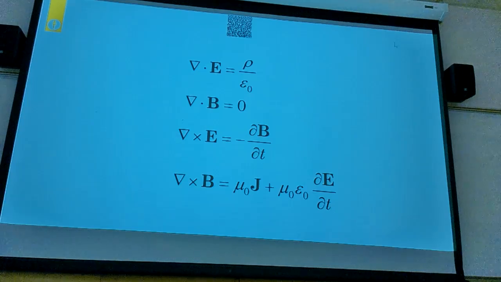So epsilon naught in SI is about 8.85 times 10 to the minus 12. Mu naught, again in SI, about 1.26 times 10 to the minus 6. Those are fixed universal constants. Specifically, these are the differential form of Maxwell's equations. They also have integral forms, which we can't look at just yet.